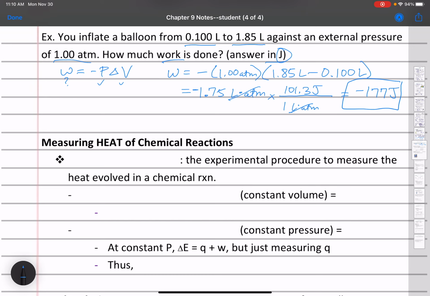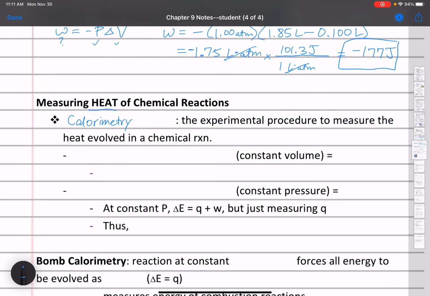So experimentally, we can measure the heat of chemical reactions, because we can measure the mass, we can measure the change in temperature. We can actually figure out heat, not just from a problem on paper, but we can actually do it physically in the lab. And that process of measuring heat is called calorimetry, which basically means measuring calories. And calories is a unit of heat that we'll define in a moment.